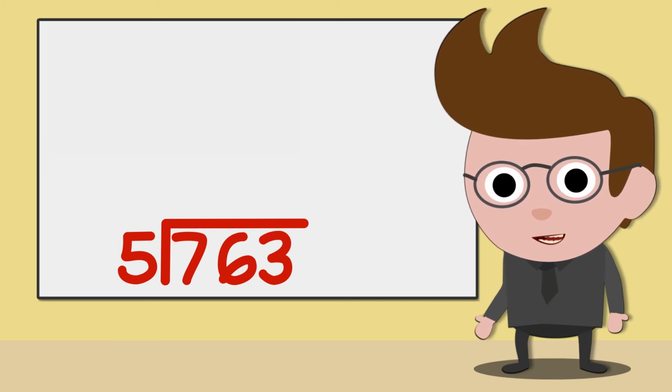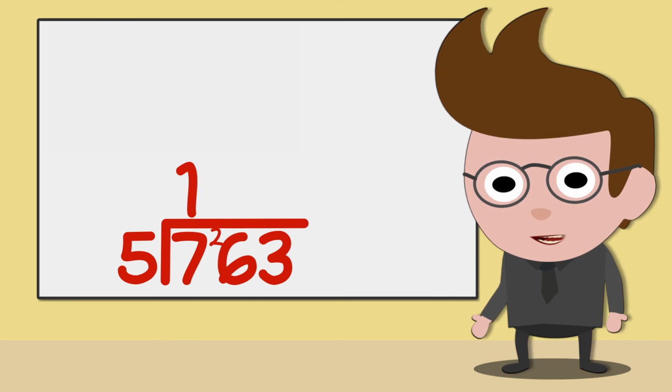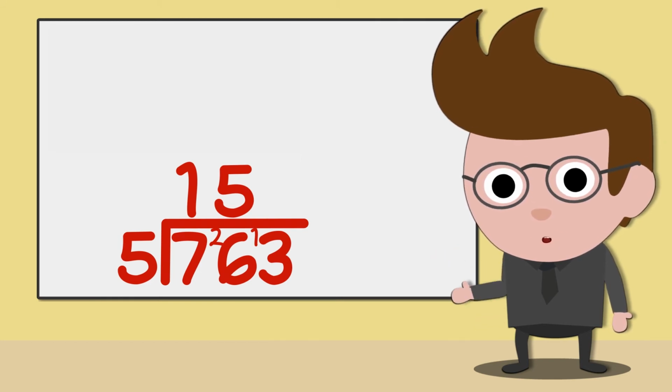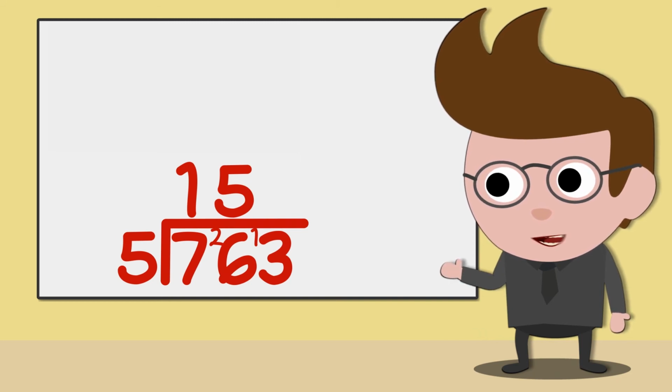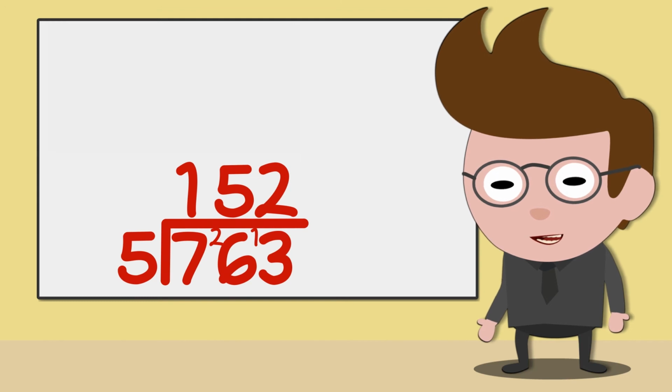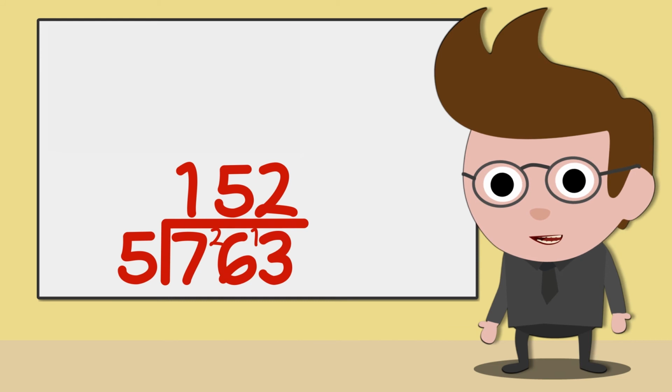Firstly, 5s into 7, that goes once, with 2 left over, 2 hundreds, which we record in our tens column, giving us 26 tens. Next, it's 5s into 26, that goes 5 times, with 1 left over, 1 ten, which we record in our ones column, giving us 13 ones. Next, 5s into 13, which goes twice, with 3 left over, giving us an answer of 152, remainder 3.